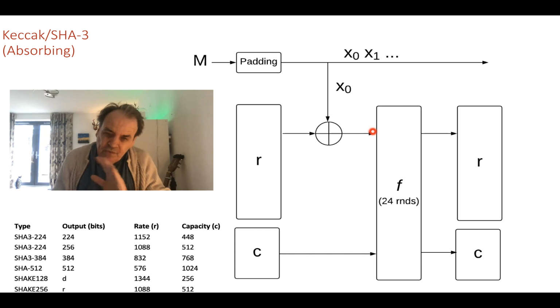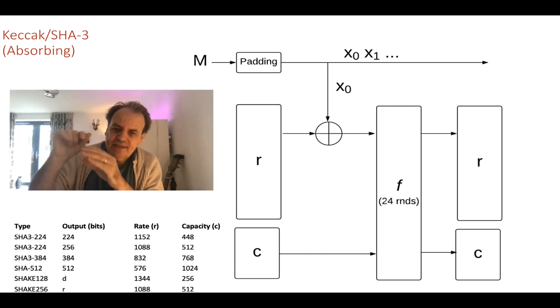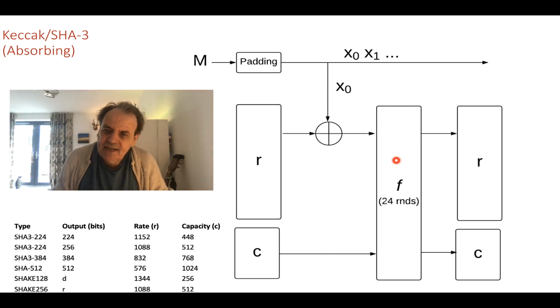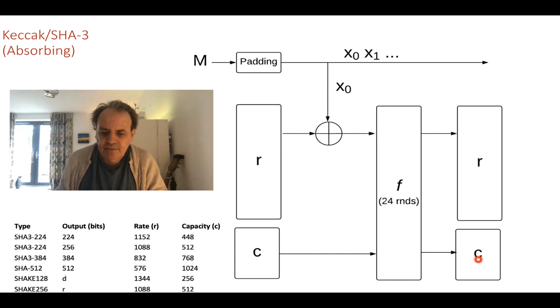Okay, so if I rewind, we take 1152 bits for SHA-3 224, and we take our message, XOR that with the 1152 bits, and it goes into here. We have 24 rounds of doing these XOR and type functions in here, and we'll end up with an output here. This will also be 1152, and this will be 448 in terms of SHA-224. This is our first state output.